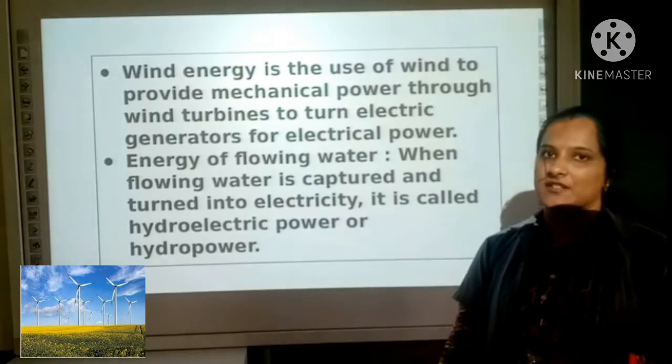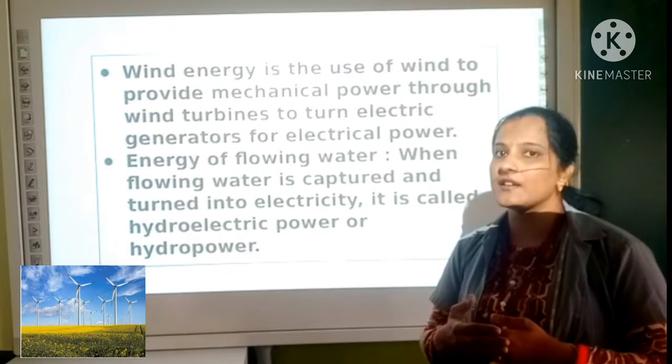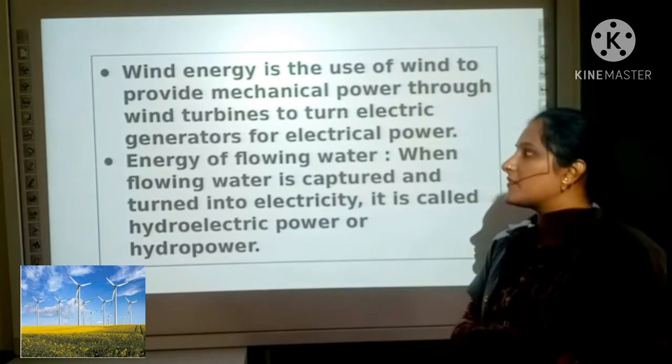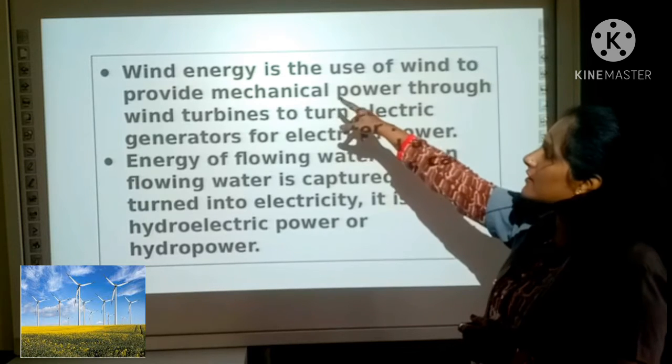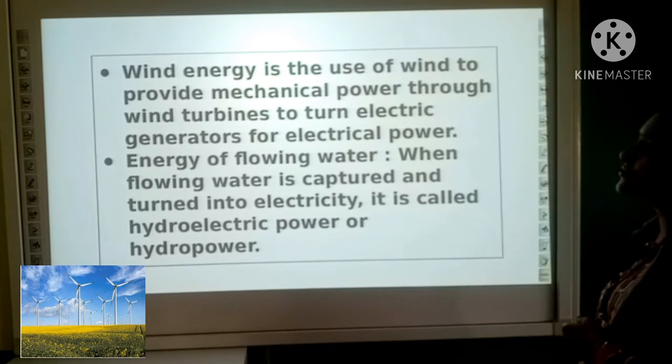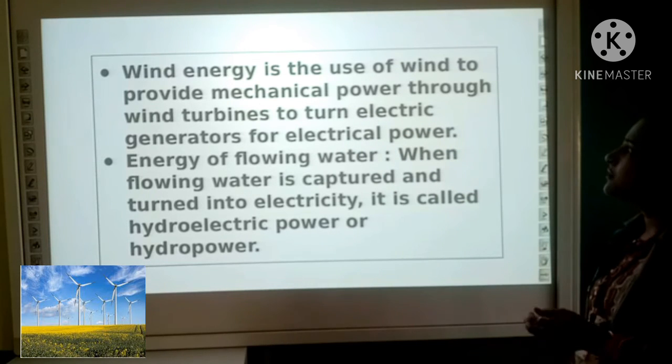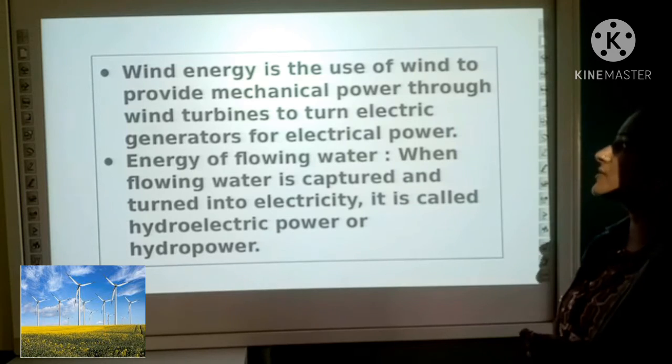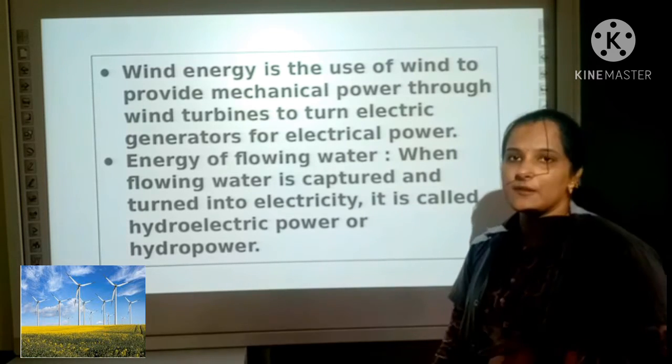Then comes the wind energy. When we produce the electricity with the help of wind. See, wind energy is the use of wind to provide mechanical power. So wind turbines turn electricity generators for electrical power.